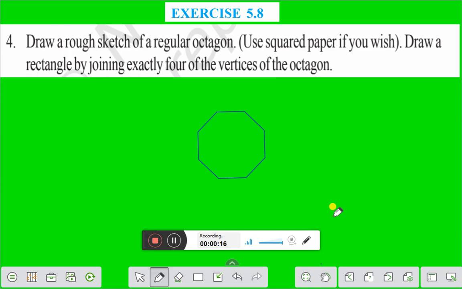What is the meaning of a regular octagon? An octagon has 8 sides and all the sides are equal. Regular means all the sides are equal and all the angles should be equal. Here you see that all the sides are equal: this side, this side, this one, this one. All the sides should be equal and all the angles should also be equal.